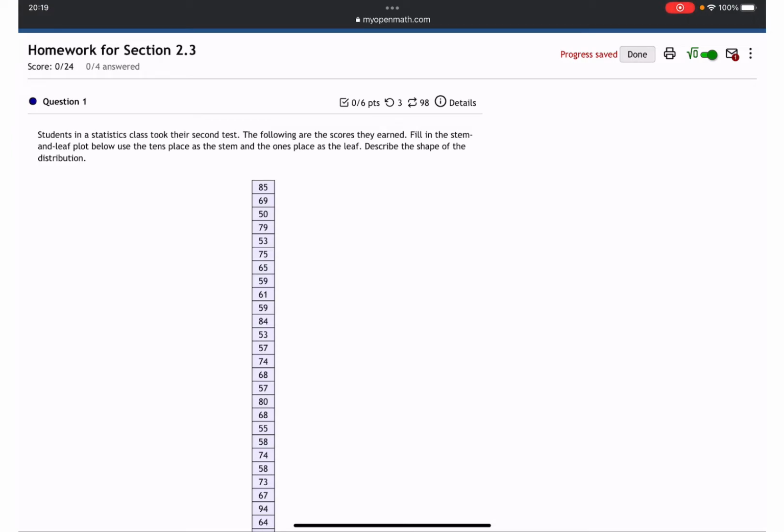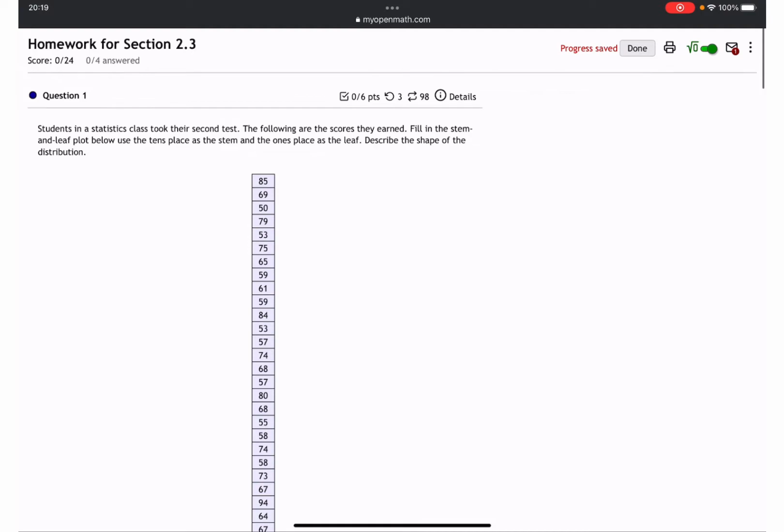Okay, we are working on homework 2.3. Students in the statistics class took their second test. The following are scores they earned. Fill in the stem and leaf plot below. Use the tens place as the stem and the ones place as the leaf. Describe the shape of the distribution.